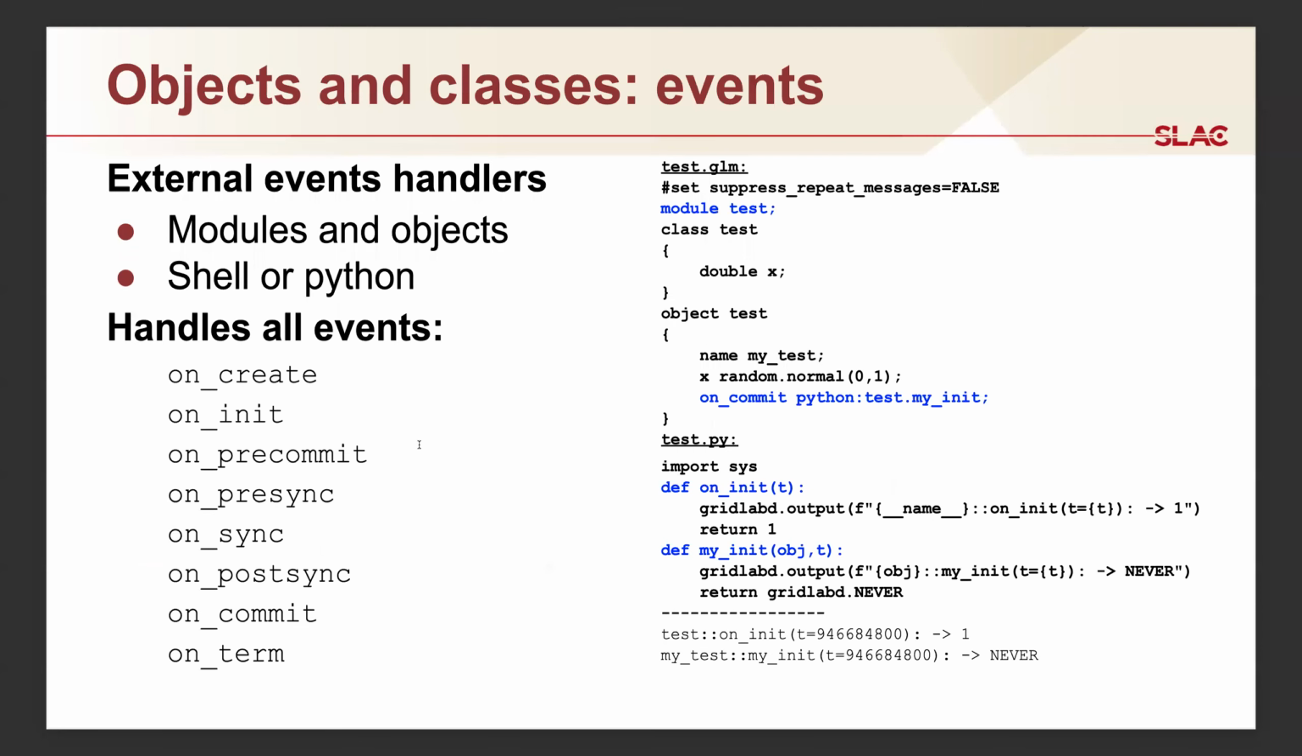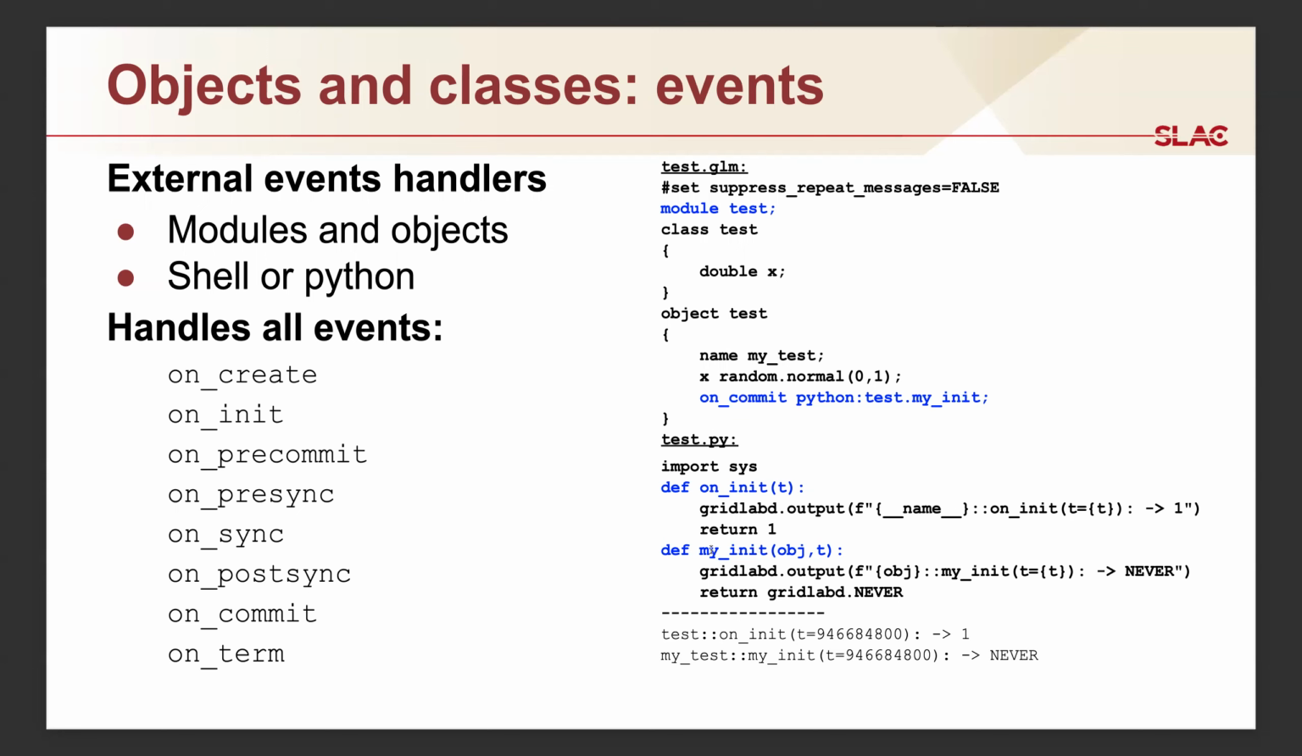The next important thing to use in objects are events. So this is how you create an object event handler. So here we have a module that we've loaded. It's a Python module. We define a class in that module that implements a double of type X, and we're just generating a random number for that. But we'd like to call the event handler for this commit event handler, and it will call a function called myInit. I should have called it myCommit. In fact, I will fix that at some point.